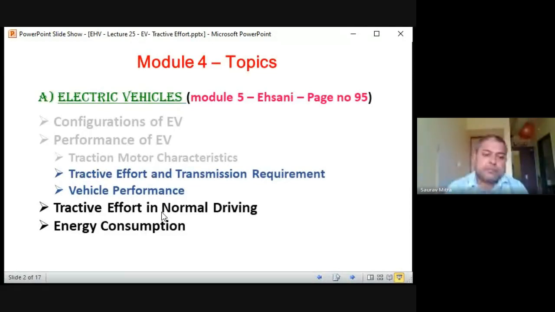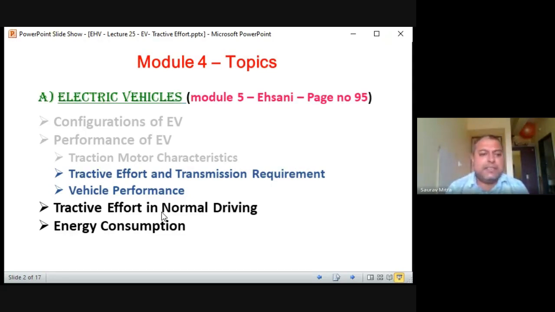And the final one is the energy consumption. With this, we will finish the first half of module number 4. I told you that module number 4 and module number 5 are not as exhaustive as the first three modules. We studied many things in the first three modules, but modules 4 and 5 are more application oriented, and a little less exhaustive.